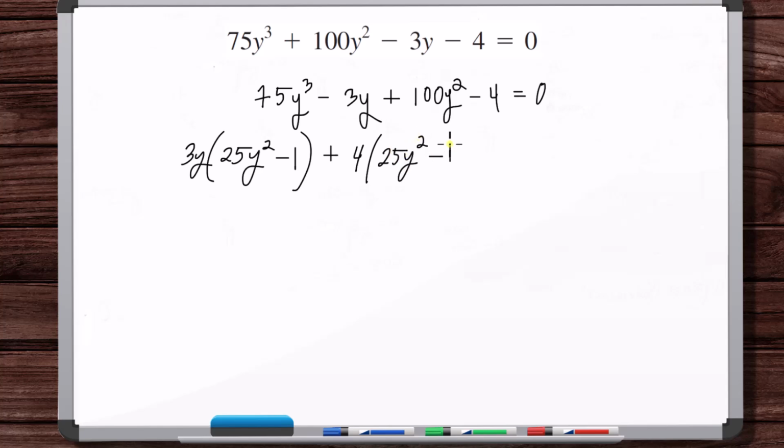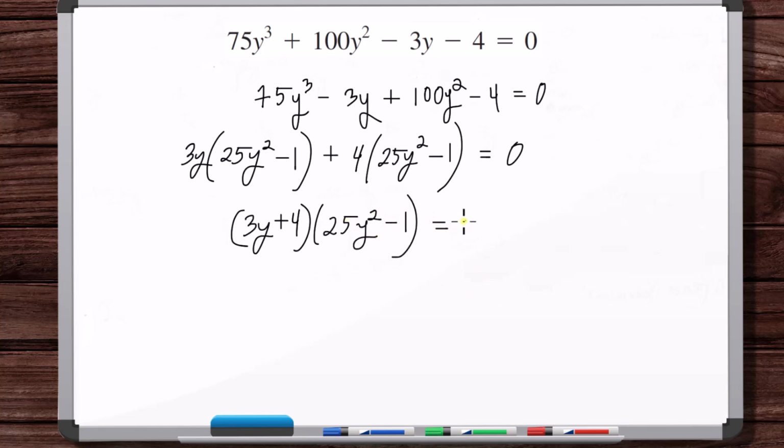25y squared minus 1. So the grouping worked, which I know you might think, well, it's always so convenient that the grouping worked, but it seems like in general the grouping won't work like that for a general polynomial. That's true. But in chapter 3, we'll learn how to factor any polynomial. All right, so we've got 3y plus 4, and then 25y squared minus 1 is equal to 0.